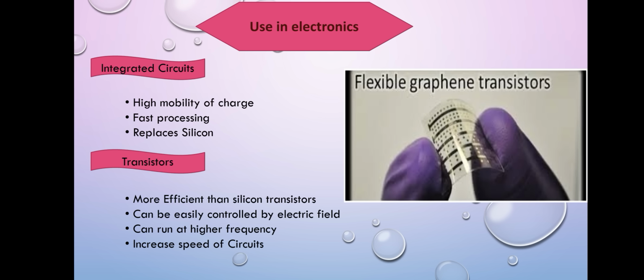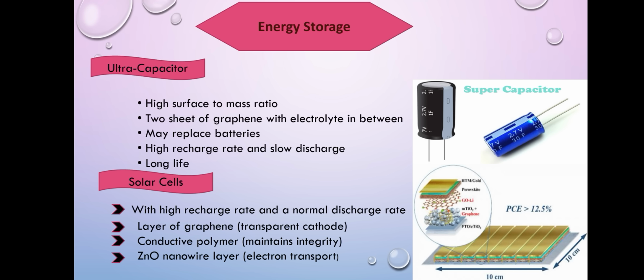Here are some applications of graphene like energy storage and electronics. Uses in electronics: integrated circuits and transistors. High mobility of charges, fast processing, can replace silicon. More efficient than silicon transistors, can be easily controlled by electric field, can run at higher efficiency, increase speed of circuit. Here are flexible graphene transistors.